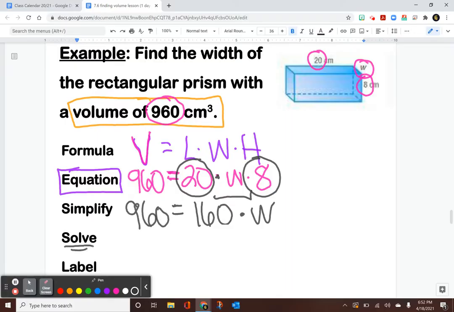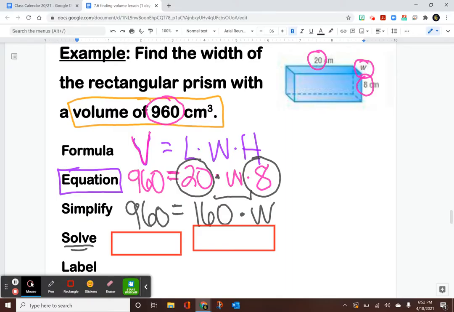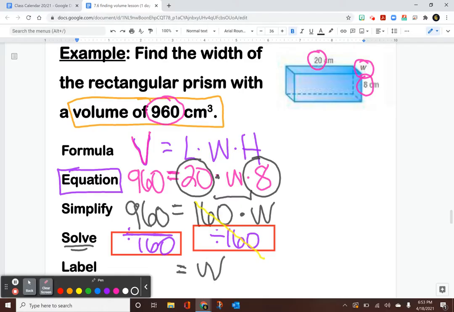Now I'm ready to solve with an inverse. So I'm thinking opposite here. If the width is getting multiplied by 160, then the opposite of multiplying by 160 is to divide by 160. And I'll need to divide the left side and the right side, both by the 160. Being opposites, the 160s cancel out, which isolates the W variable, meaning it's all by itself now.